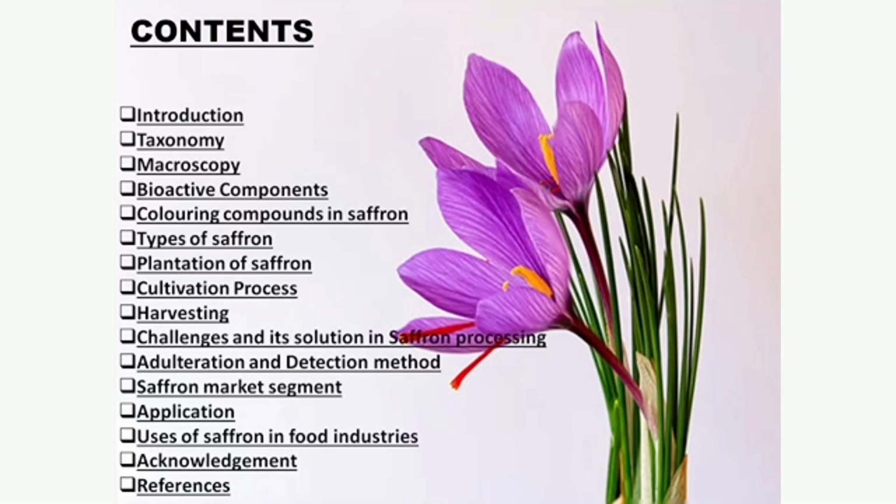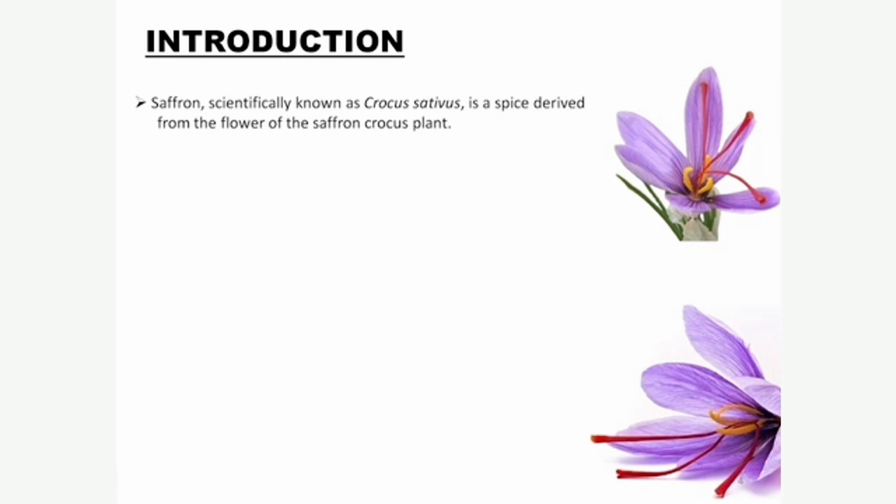Basically, in this lecture, we cover all about the introduction part till uses of saffron in the food industry. Further, we start with the introductory part. Basically, saffron, scientifically known as Crocus sativus, is a spice that is derived from the flower of the saffron crocus plant.